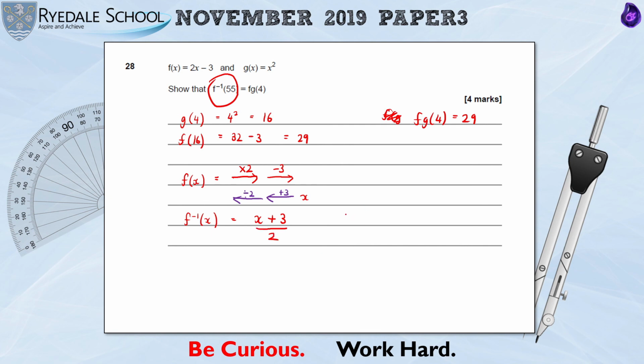And we need to see what happens when we do that for 55. So we have 55 plus 3 divided by 2. 55 plus 3 is 58. Divided by 2 is 29. And that would be enough for full marks because we have shown that they are both 29, and I'll just make it super crystal clear. 29 equals 29. So that is the solution to that question.